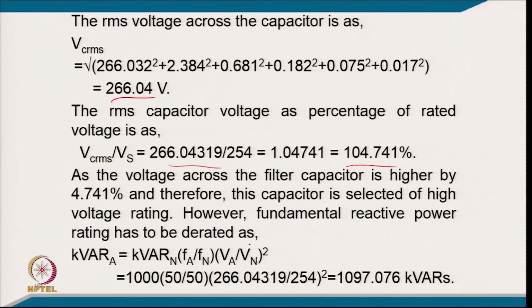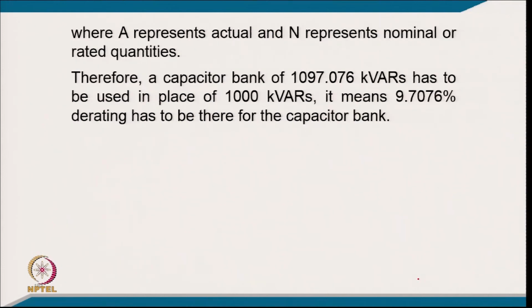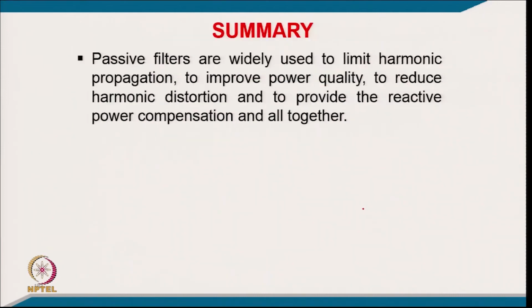However, the fundamental reactive power of this capacitor goes to this, where we represent the nominal as the normal case. So, a capacitor bank of 1097 kVAr has to be used in place of 1000 kVAr, and it means a 9.7% higher rating has to be there for the capacitor bank. So, with this we would like to conclude this passive filter.